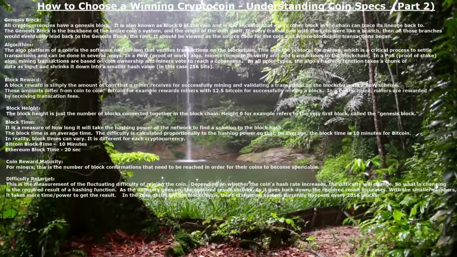The difficulty retarget. This is a measurement of the fluctuating difficulty of mining the coin. Depending on whether the coin's hash rate increases, the difficulty will change. So what is changing is the required result of a hashing function. As the difficulty goes up, the required result shrinks. And as it goes back down, the required result increases. With the smaller numbers, it takes more time and power to get the result. In the case of Bitcoin blockchains, this retargeting system currently happens every 2016 blocks.